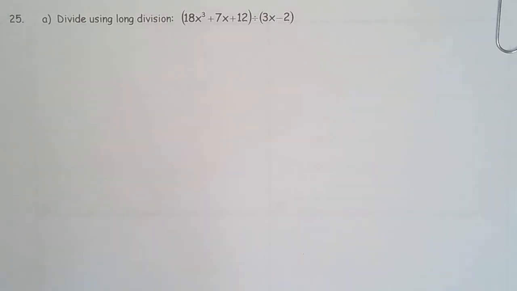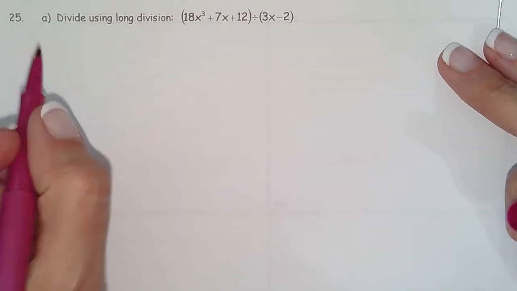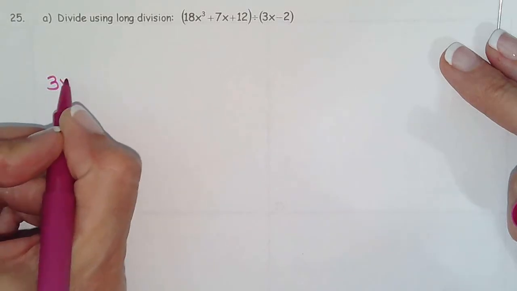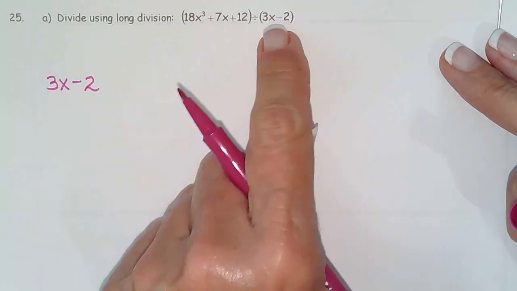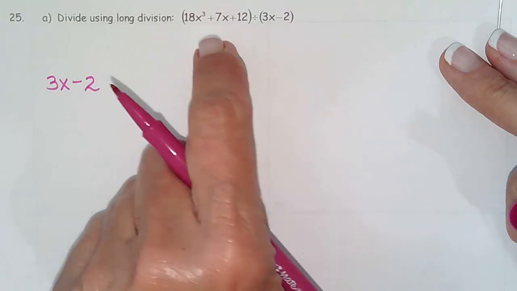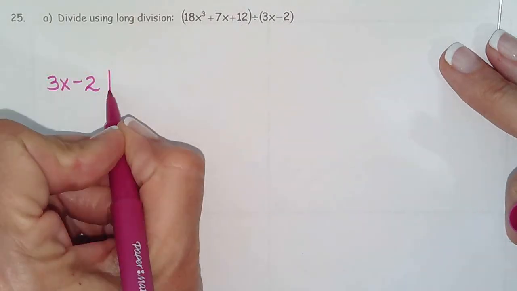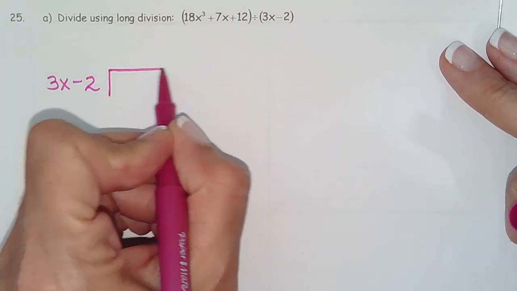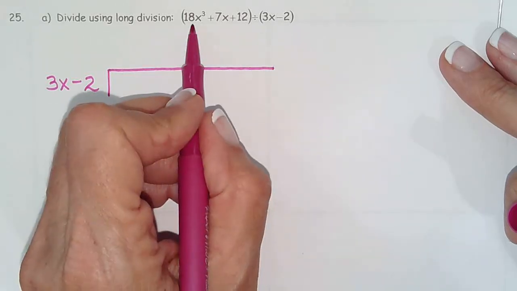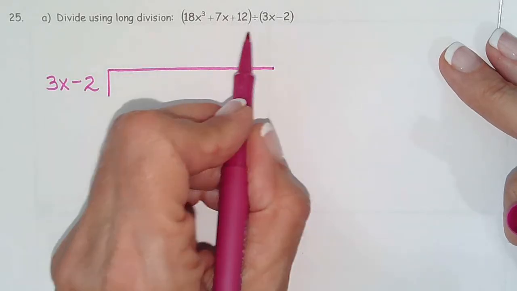We're ready for the last page of the Chapter 4 practice test, page 5, and we have 25A and B, long division for the first problem, synthetic for the second. So for long division, we put our divisor outside, and the divisor is always whatever's in the denominator or what's listed second. Then as we write our dividend, we have to make sure everything's in order and accounted for.